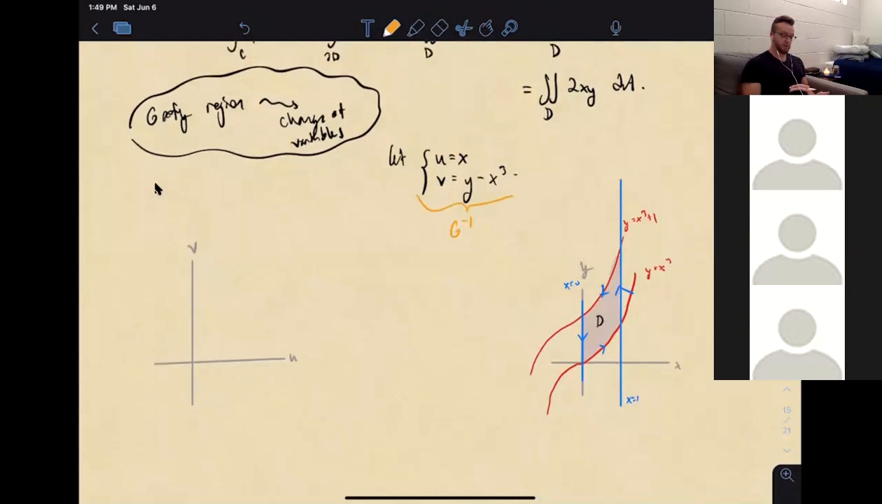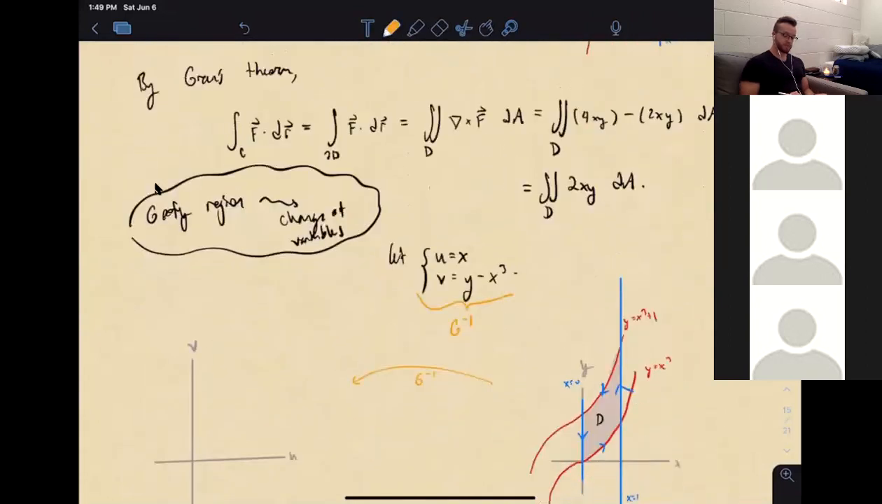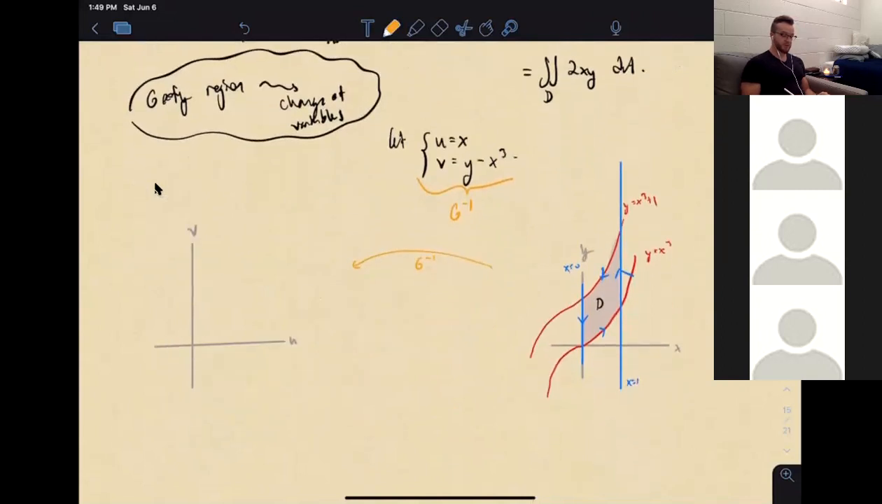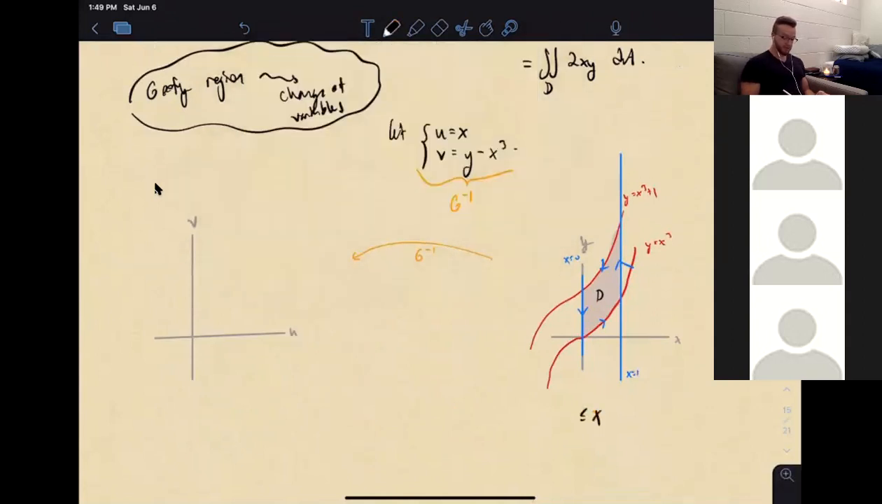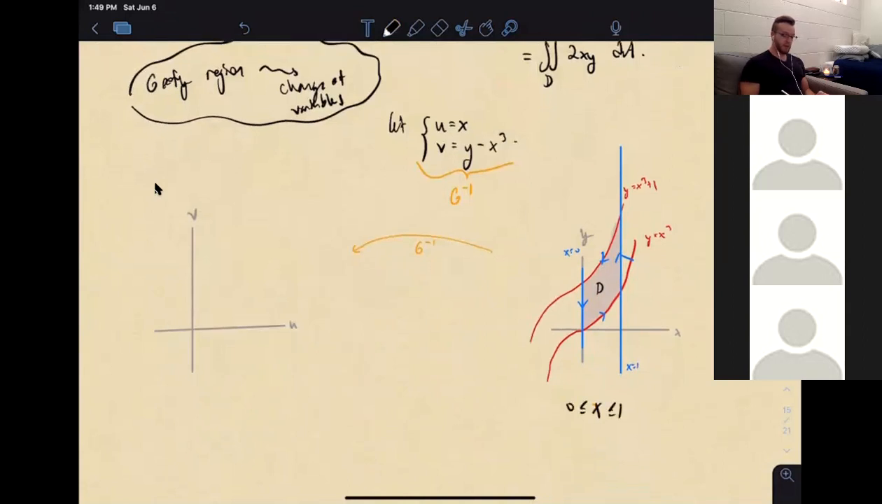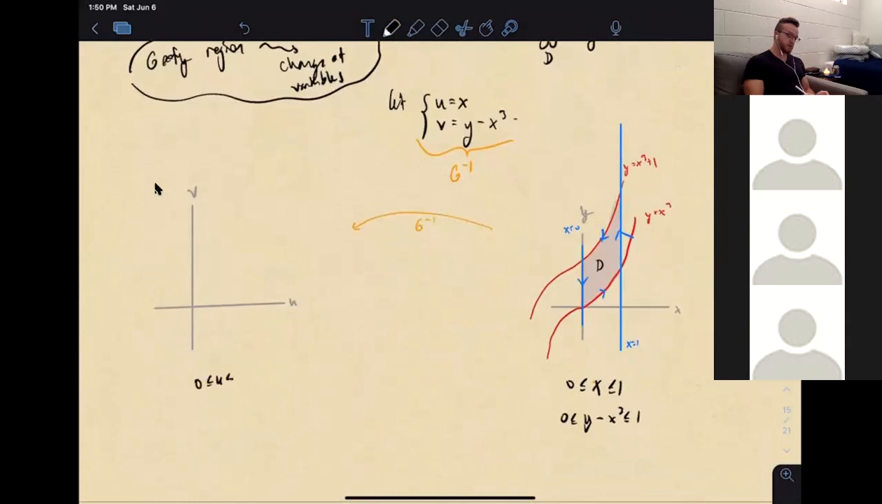Eventually, we might just have to figure out what G is. But first, before I do that, let me write this. What is the corresponding region going to be over here? Well, the region over here is described by x is between 0 and 1. It's going to end up being a square, which is why this is kind of nice. X is between 0 and 1. And then y minus x cubed is between 0 and 1. So the corresponding region over here is u between 0 and 1 and v between 0 and 1. So that gets us a square.